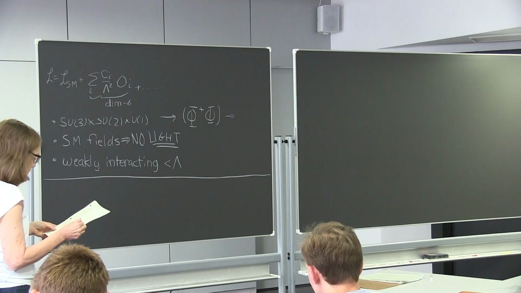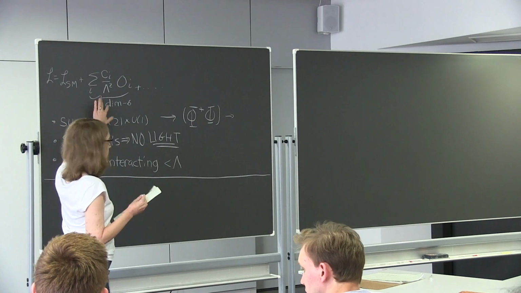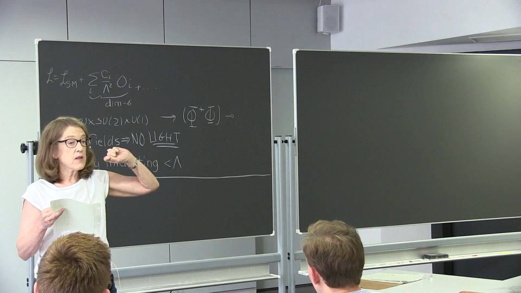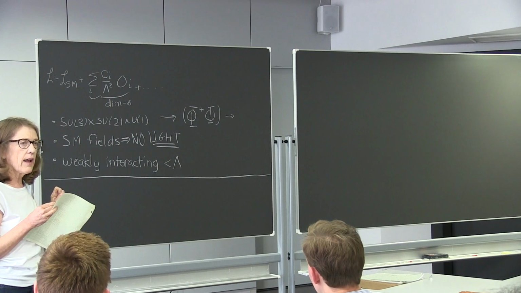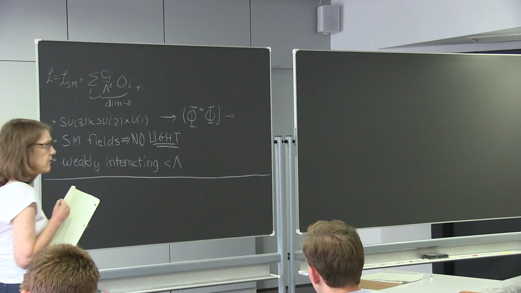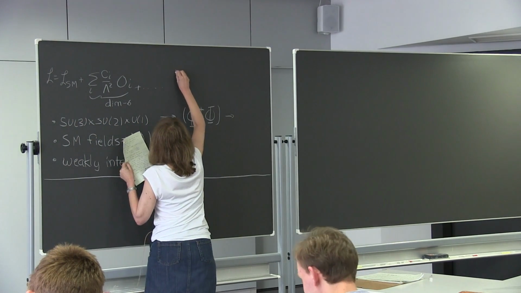Okay? So just for curiosity, it's been mentioned several times that the dimension 5 operators violate lepton number. Is that obvious to everybody, or should I show you why? It's obvious? No, it's not obvious. You're asleep. Okay. All right.